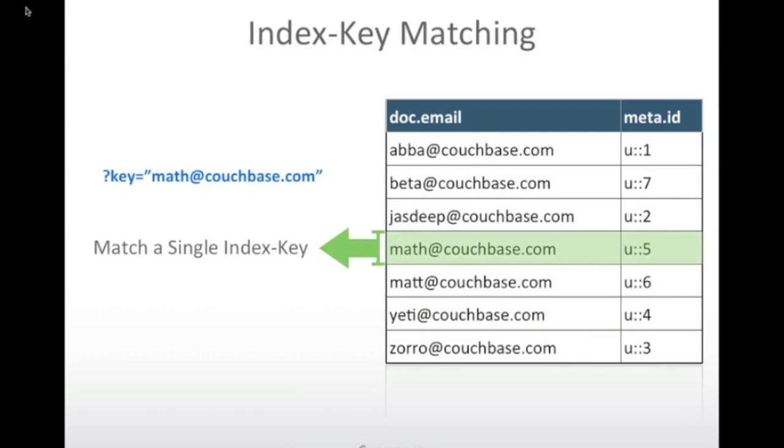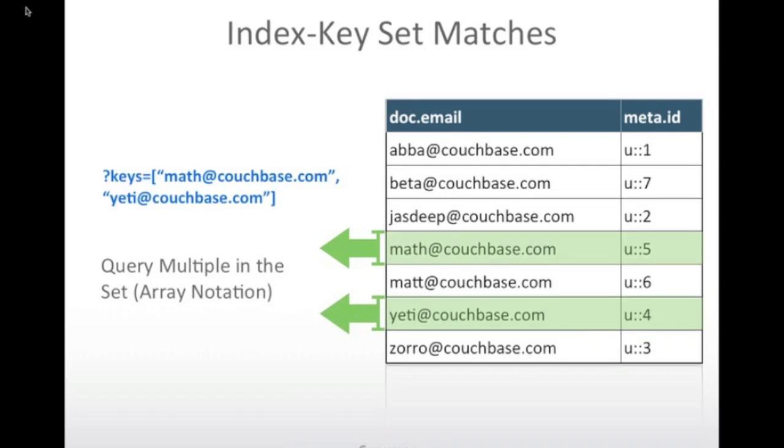So index key matching is where key equals a particular value. And then this is the set notation, array notation, where it matches multiple values.